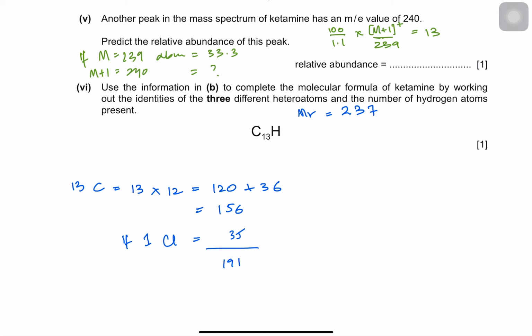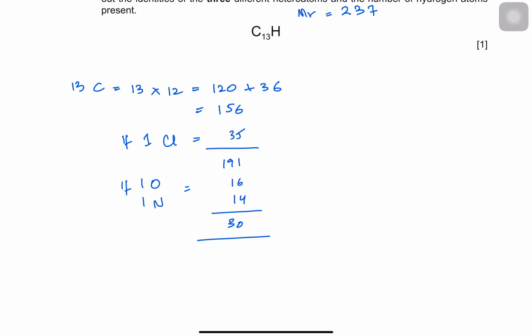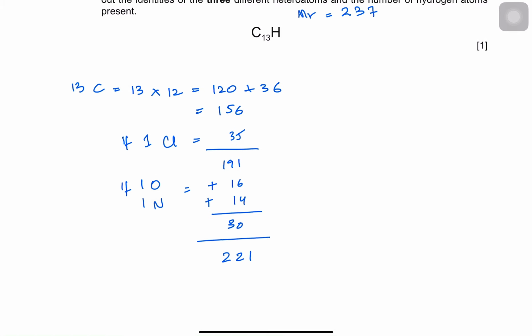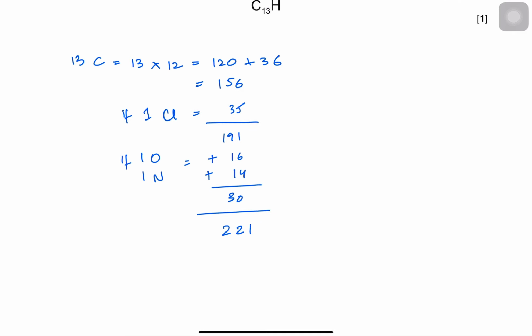Then we can do more and more trial and error methods. So one chlorine is here. If one oxygen and one nitrogen are also added, so we add 14 and 16. We had a 16 over here and a 14 over here, so that is a 30. So if we keep on adding, 190 plus 30 becomes 221. And then we have to reach 237. So 237 would be how much? Some more hydrogens.